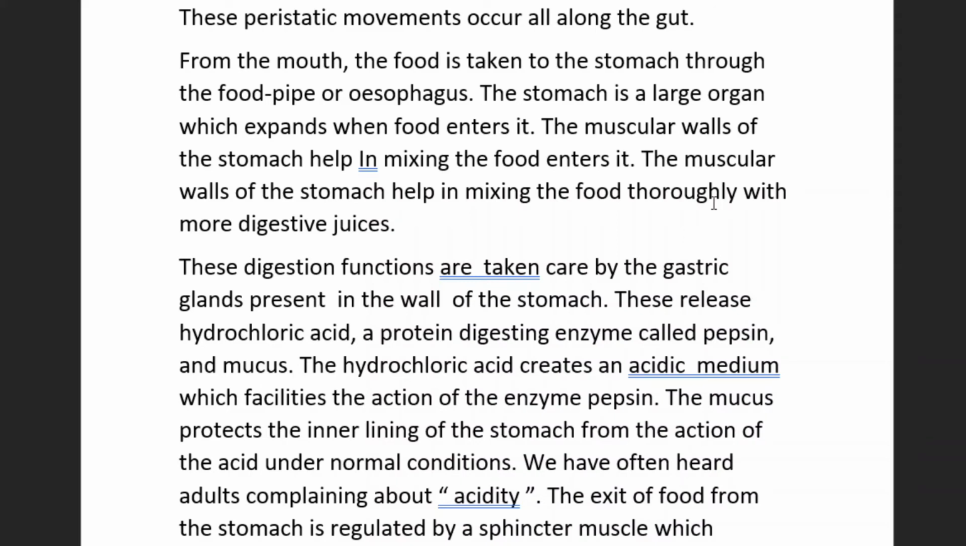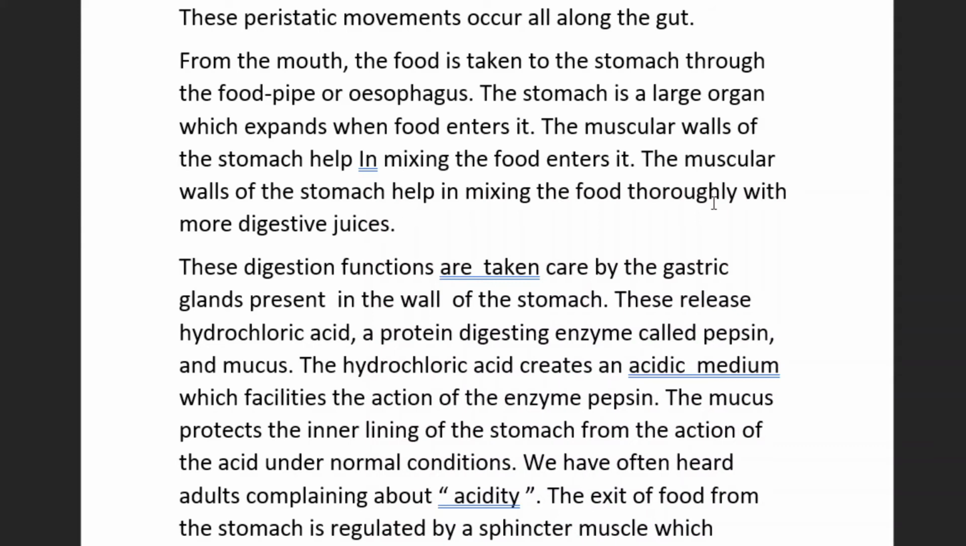And the hydrochloric acid will create an acidic media which facilitates the action of the enzyme pepsin. And the mucus will protect the inner lining of the stomach from the action of the acid under normal conditions. And we have often heard adults complaining about acidity.